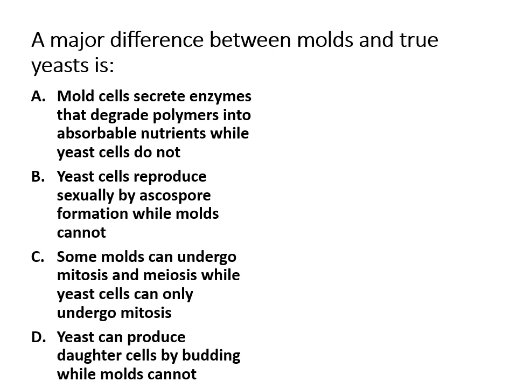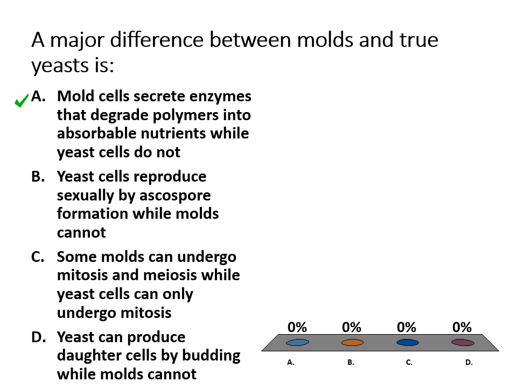B, yeast cells reproduce sexually by ascospore formation, while molds cannot. Well, ascospores are the sexual spores of both yeast and mold, of course not all yeast do this. So some yeast can do this, and some mold can do this as well. That leaves us with A, which is the answer.